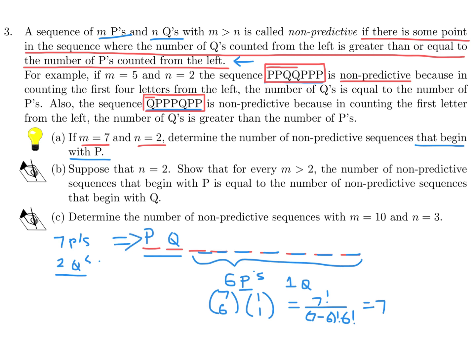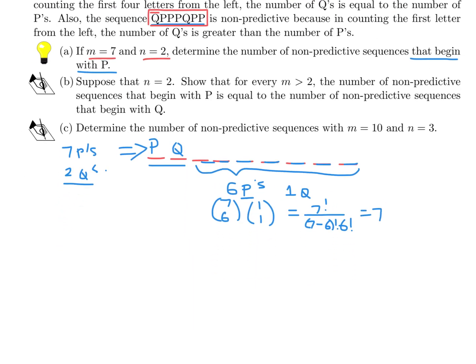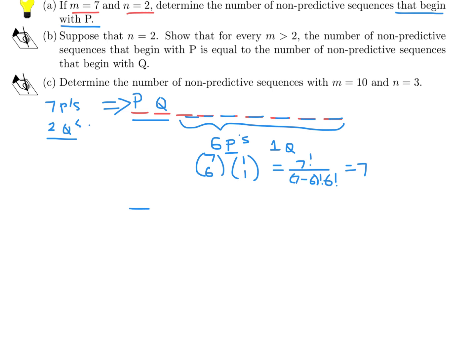All right, so I think that takes care of that one. We got 7 there. Now we have to figure out another scenario. The other scenario starts off with PP, and the only way this can be non-predictive is for the next two to be Q's. So as you can see, when you count the first 4, the number of Q's equals the number of P's. That matches the criteria. But then we still have to place letters there.